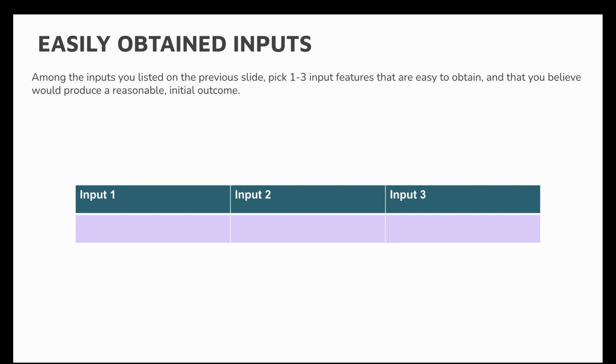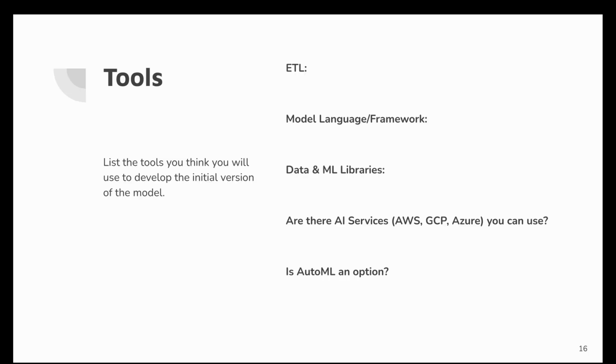Okay, you're rocking and rolling. You know what you want your model to do, you've figured out an initial model architecture, you've identified some potential input features and their data sources. Your team should now be able to start doing EDA, feature engineering, and start developing the model. Let's move on to part 3, deployment and ways of working.